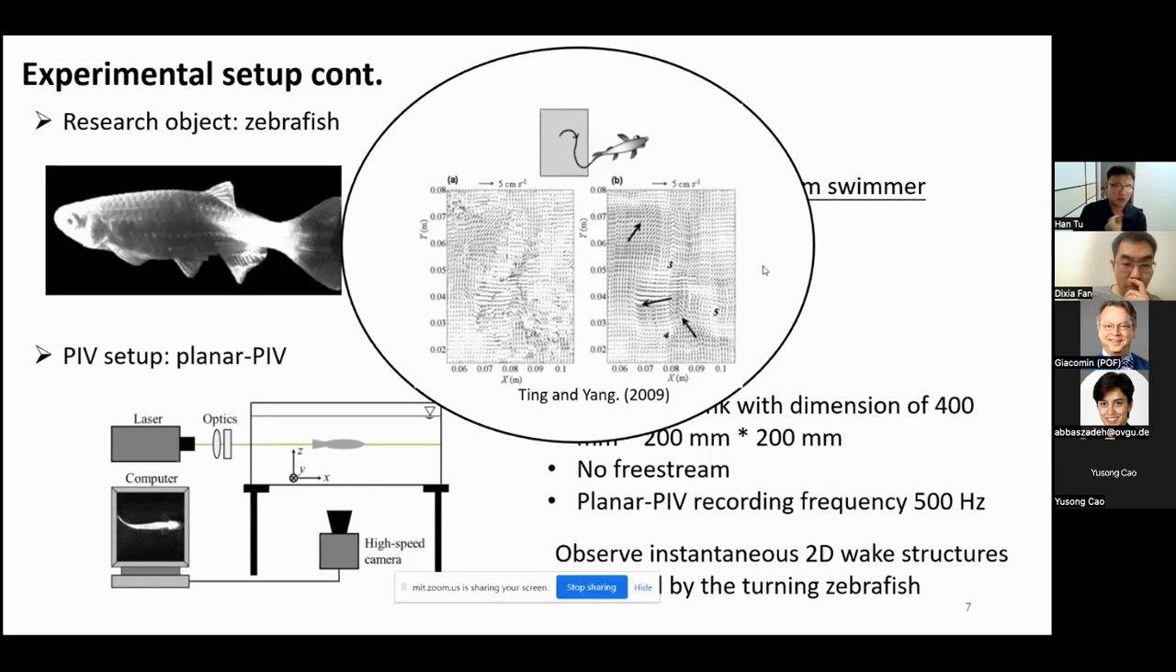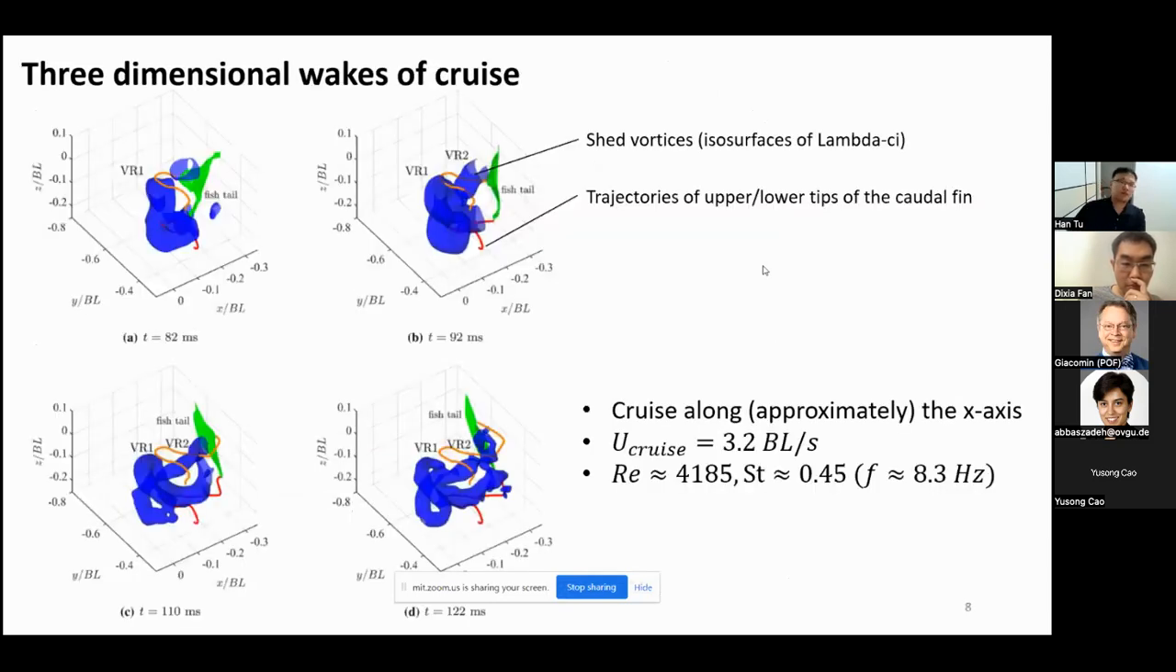So by the way, the recording frequency for the planar PIV is also 500 Hertz, which is quite important for the integral calculation of the FTLE. So that is the experiment setup for our two kinds of PIV system. And so now we are stepping into the results part.